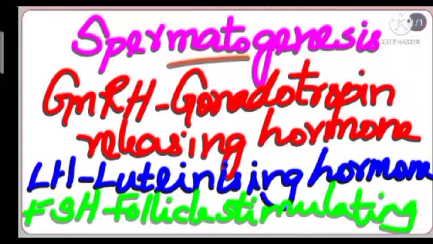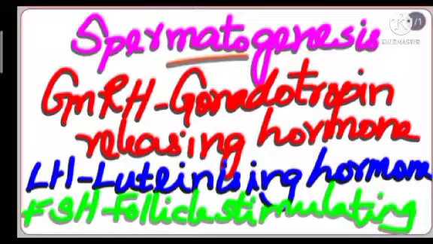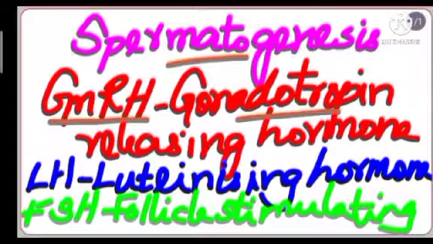Okay. Spermatogenesis starts at the age of puberty. When a male attains puberty, spermatogenesis begins. Okay. It is due to the increase in secretion of GnRH. What is GnRH? It is gonadotropin releasing hormone. It is a hormone which is secreted by the hypothalamus. The hypothalamus, you know, is present in the brain and it secretes various releasing hormones and one among them is GnRH. So, it induces the pituitary gland to secrete gonadotropins.